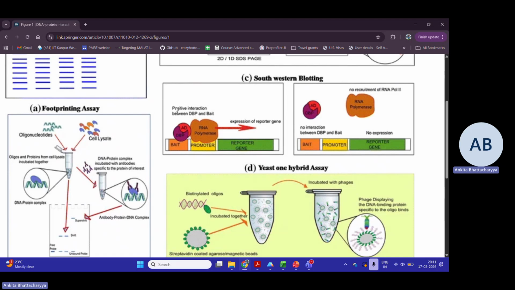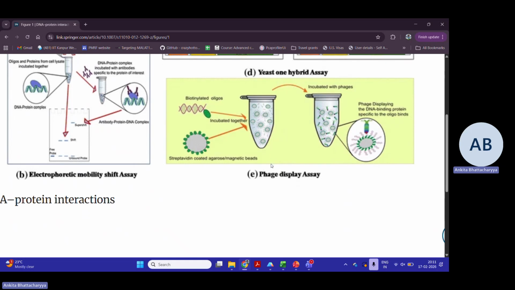This is a positive interaction between a DNA binding protein and the bait. And there's a reporter gene which is present downstream of it, so that whenever there's an interaction of these proteins, the DNA protein interaction is getting validated and you're getting a readout of your luciferase reporter. And when there is no interaction between DBP and the bait sequence, then no reporter driven action can be taken up. Then you have the yeast one hybrid assay. In other words, you can also refer to it as a reporter assay for understanding as well.